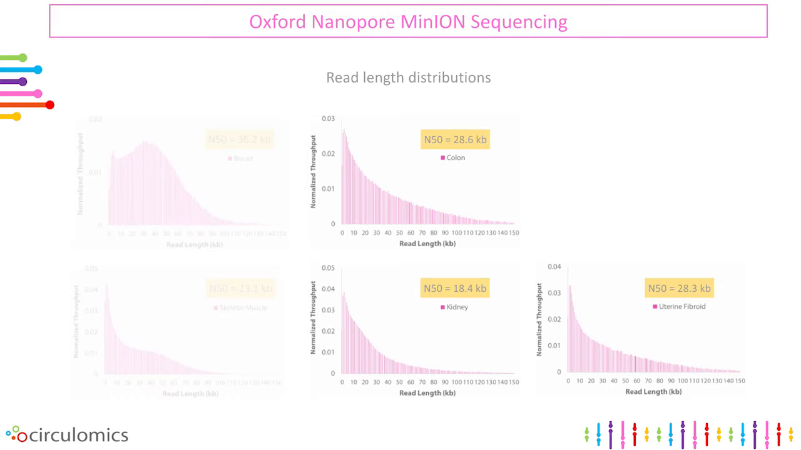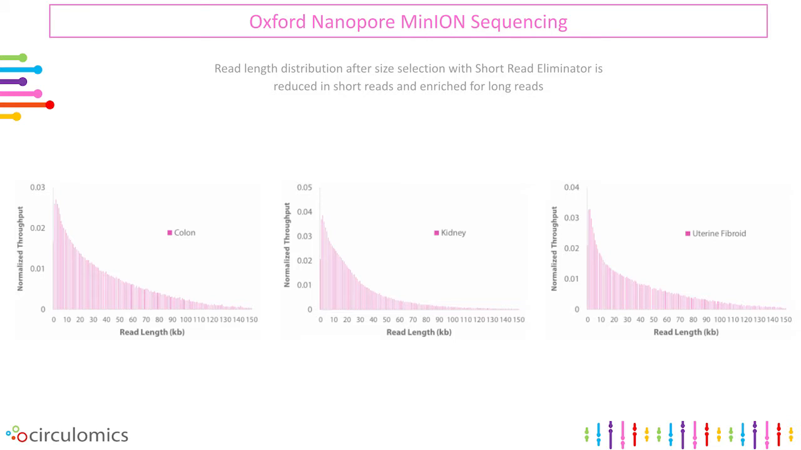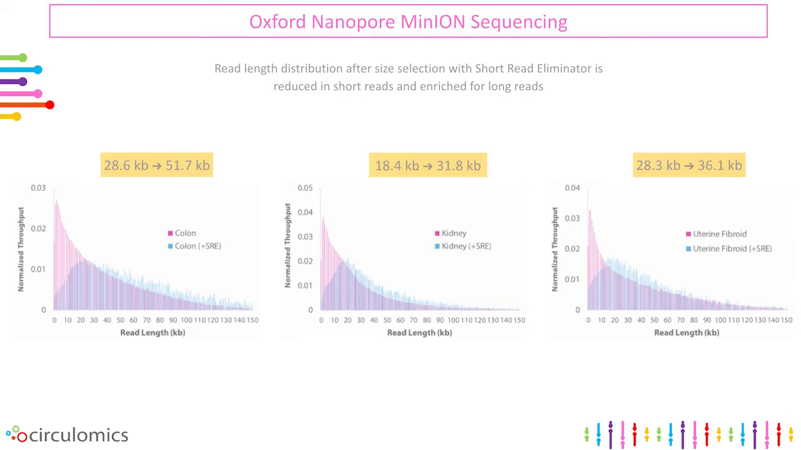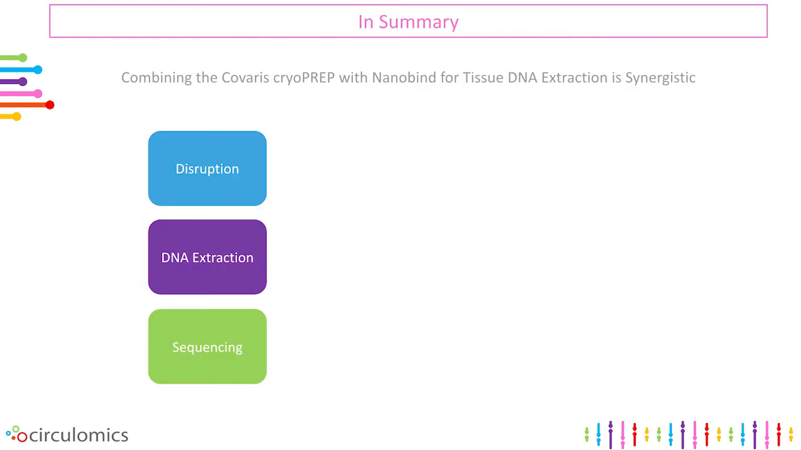We treated the DNA from colon, kidney, and uterine fibroid with SRE and made new libraries and did 1-hour MinION sequencing runs. We saw significant increases in read length N50s for all 3 samples. Treatment with SRE increased N50 for colon by more than 23 kb and for kidney and uterine fibroid by 13 kb.